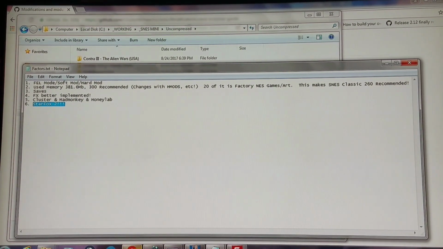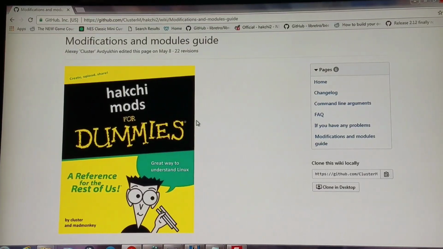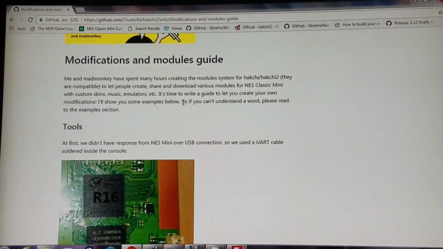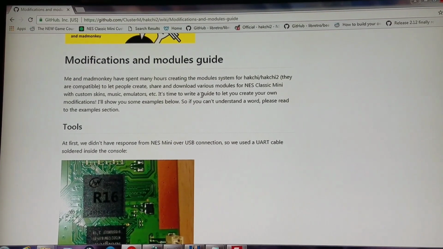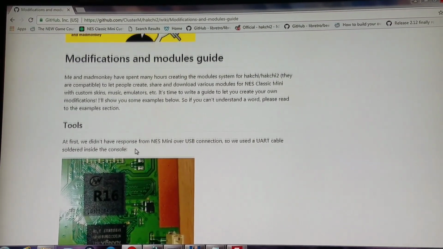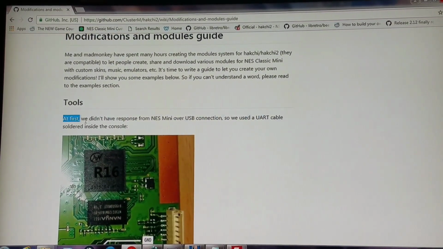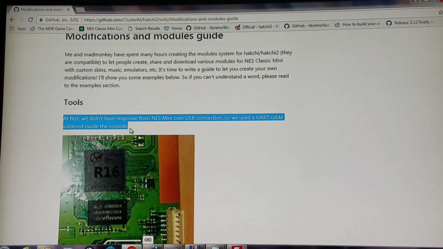Now we're going to go briefly into the Hakchi guide here. And we're going down. It says right here, me and Madmonkey have spent many, many hours creating a module system for Hakchi 2. They are compatible. Let people create, share, and download various modules for NES Classic Mini with custom skins, music, emulators, etc. It's time to write a guide, blah, blah, blah. But the biggest thing right here is where it says tools. It said that they were unable to get a response from the NES Mini over a USB connection, so that's why they used the UART cable soldered into the console.